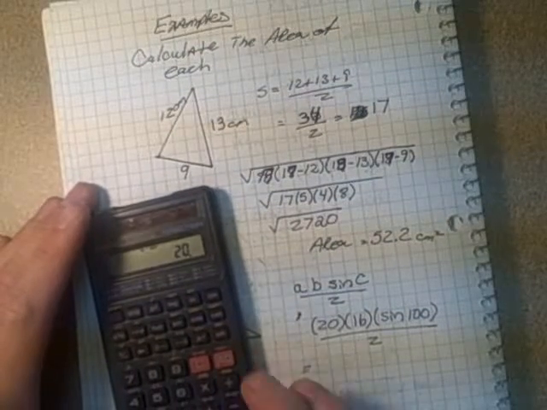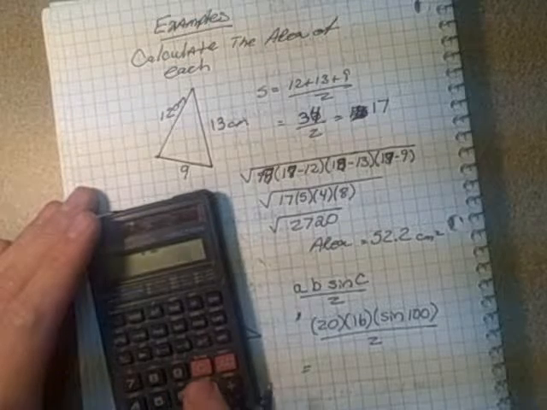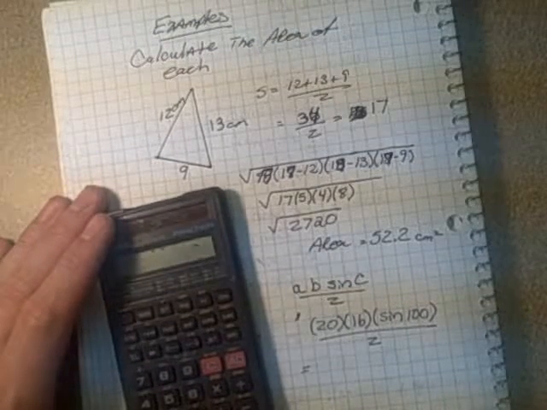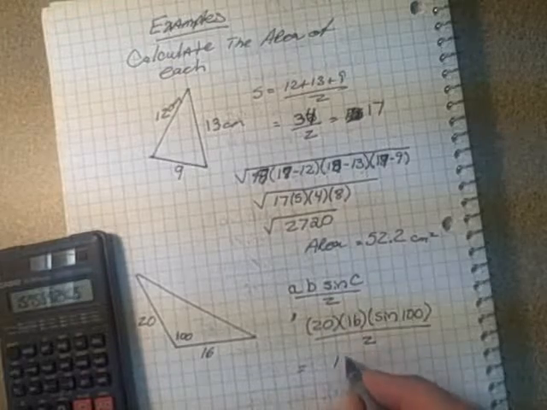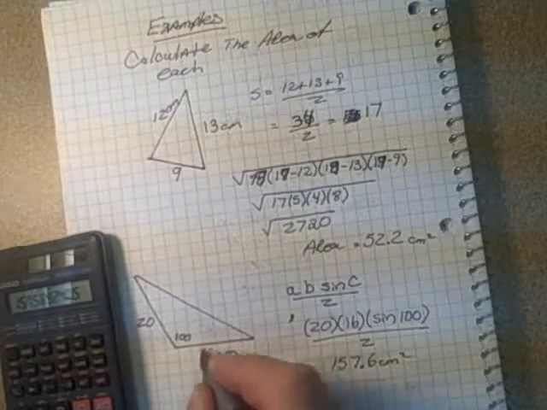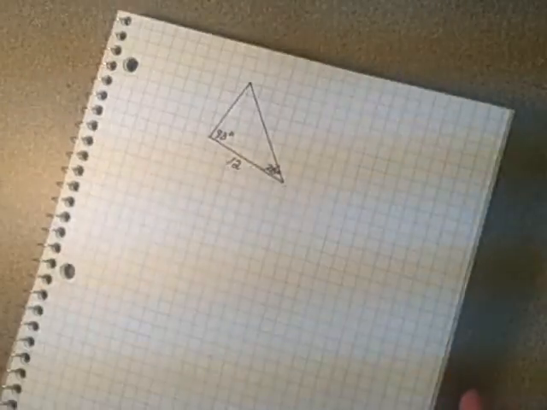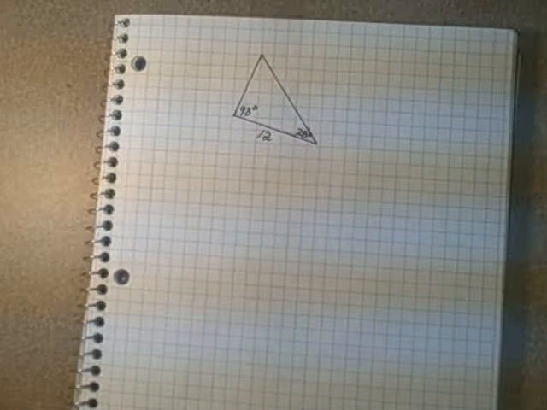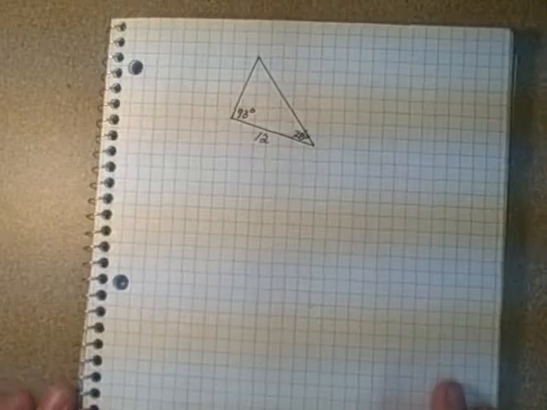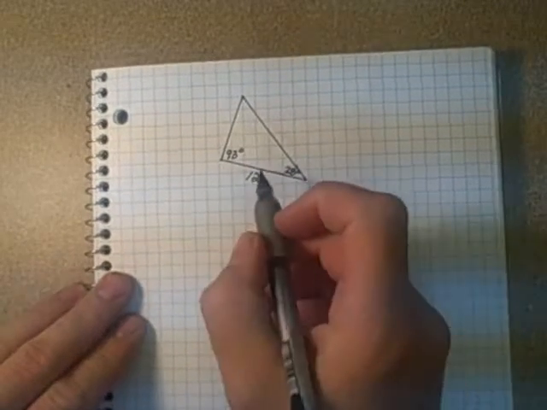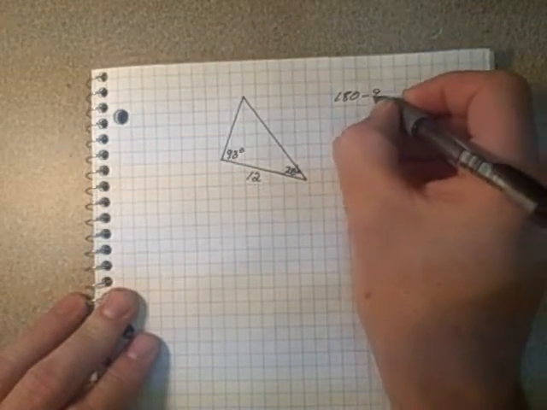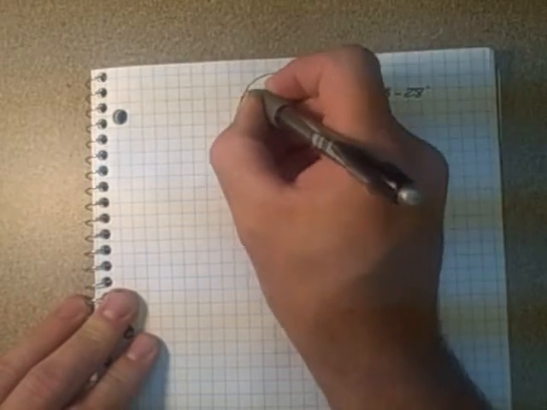Okay, 20 times 16 times sine 100 equals that, divided by 2. So this would be 157.6 square centimeters if we had centimeters here. One last one, dealing with the formula of angle, side, angle, and that's on page 132 if you're using that formula. I think you can squeeze it in here. That's basically taking the square of the side given to you, and we have to calculate this angle here. So 180 minus 93 minus 28 gives you this angle here on top.